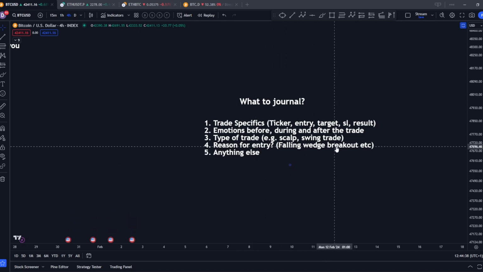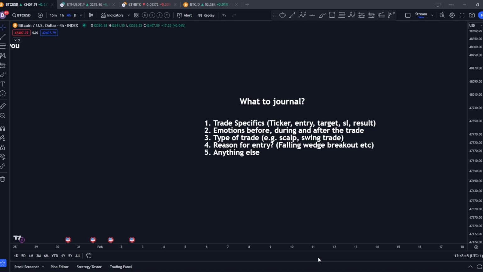Also, the reason for entry. So, what was the reason you took the entry? Was it a news trade? Was it because the chart broke out of the falling wedge? Was it because the chart broke down of a head and shoulders or something like that? Because everyone has different mechanics or trading methods of how they determine their entries and their exits, all that kind of stuff. And especially also your emotional state when taking that point and how you're thinking it's gonna play out.